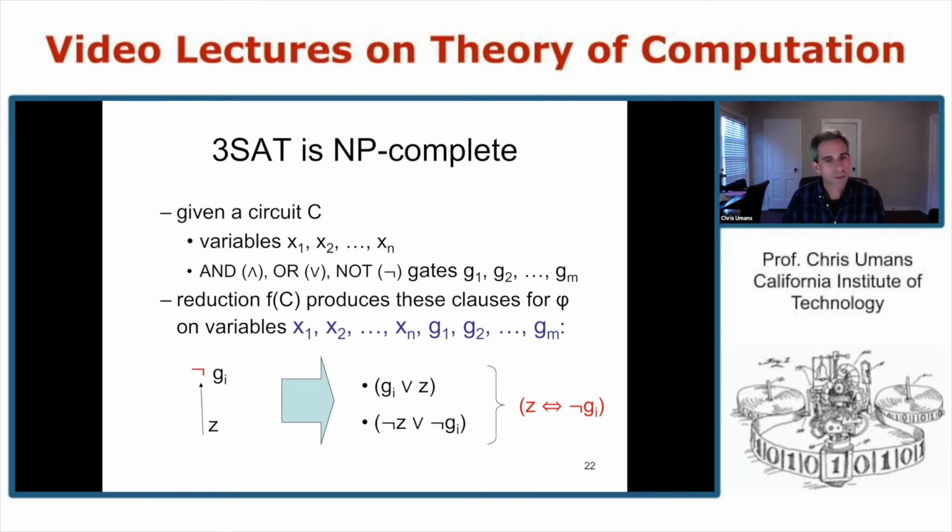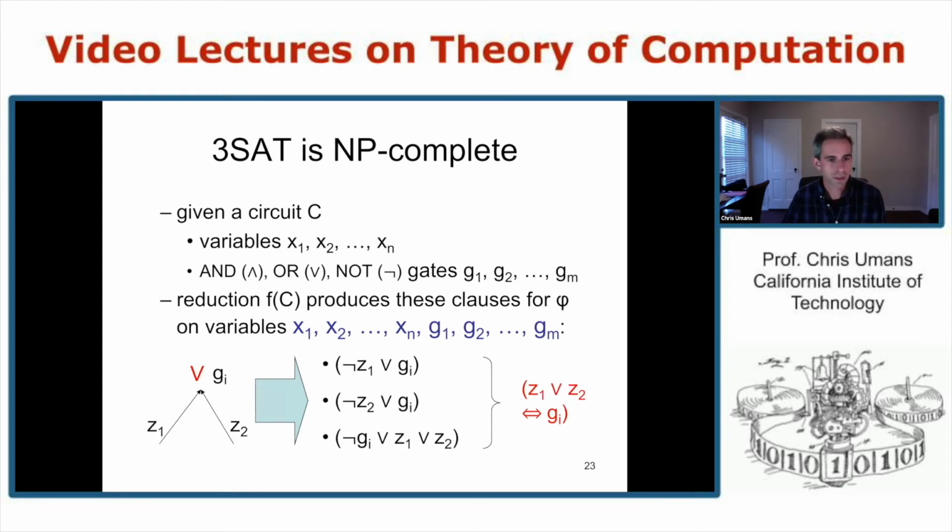Okay, so that's the negation gate. Now let's take care of the other two kinds of gates. We have an OR gate next on this slide. It's one of the gates in the circuit. It has a gate variable G sub i associated with it, and it has two inputs, let's call them z1 and z2. Again, the inputs might come from other gate variables, or they might be the input variables x. For this OR gate, we will produce these three clauses that are listed here. And those three clauses are logically equivalent to this thing in red, which asserts that gi has the same truth value as z1 or z2, which is exactly what gi is supposed to do. Gi is an OR gate.